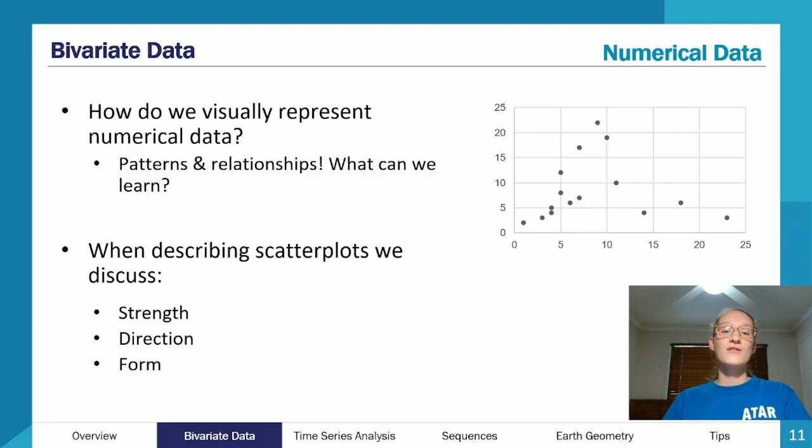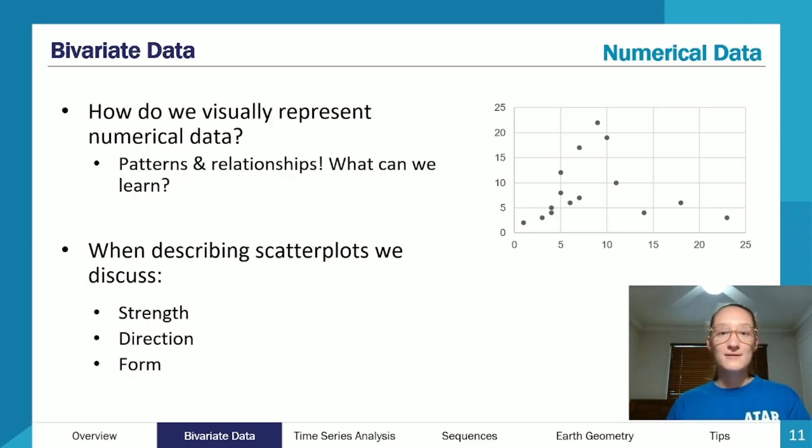So how do we visually represent numerical data? Like we said, we do it in a scatter plot. And the awesome thing about scatter plots is it's even easier to see our patterns and relationships than in our categorical data, which is represented in our two-way frequency tables. So we can actually visually see it.